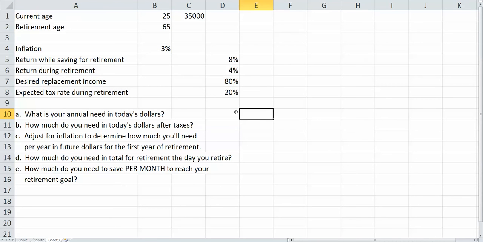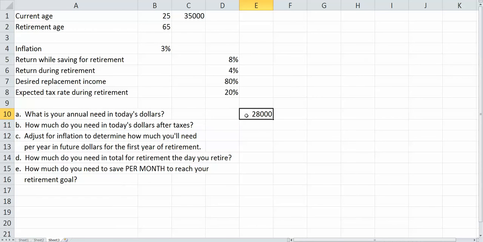I'm going to demonstrate this in Excel, but you could use a regular calculator and pen and paper. So my annual need in today's dollars: I'm trying to replace 80% of my income, so I take that 0.8 and multiply by my current salary of 35,000. So basically, before taxes, I want to generate a retirement income in today's dollars of 28,000.